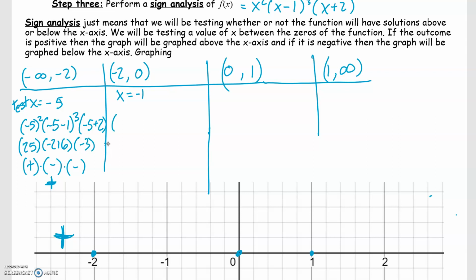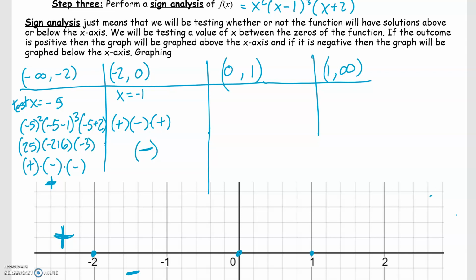So when x equals -1, we're going to see what's happening within this function. Our first term is -1 squared, which is going to become positive. Our next one is going to end up being -1 minus 1, which is -2, and a negative number cubed is just going to be negative. Our last one is going to be -1 plus 2, which is going to become a positive 1. So we end up with the three values: positive times a negative times a positive is going to give us a negative value. So our graph is going to go below the x-axis.